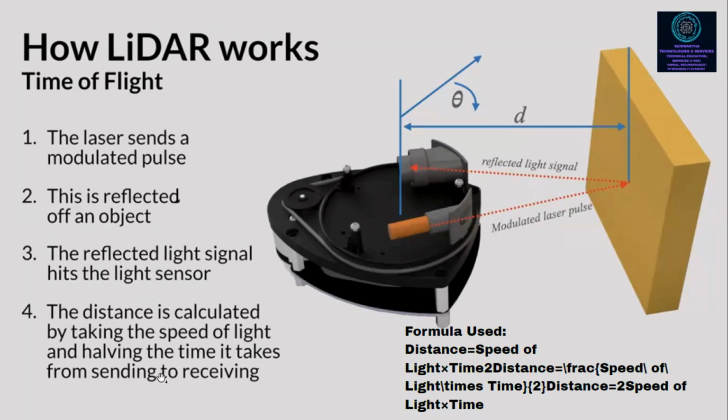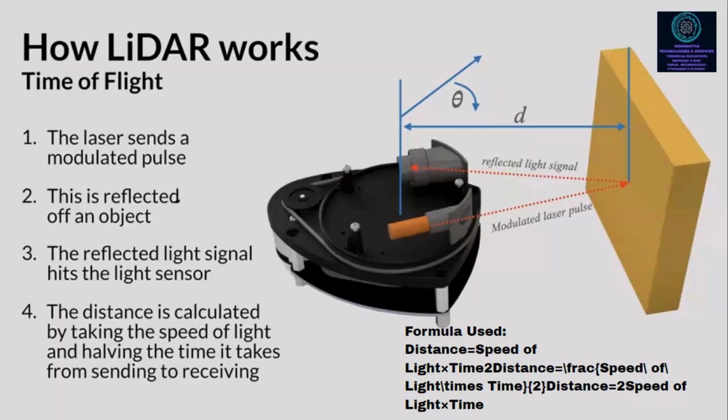The distance is calculated by taking the speed of light and halving it, that is, divided by 2, the time it takes from center to center. Please remember, we have used a similar sensor, the ultrasonic sensor, but in the ultrasonic sensor we use sound waves. Here, what are we using? Laser light. That is important.